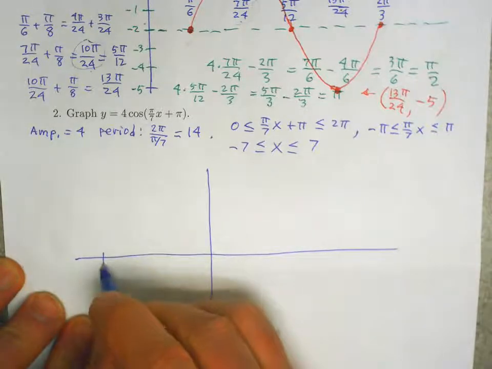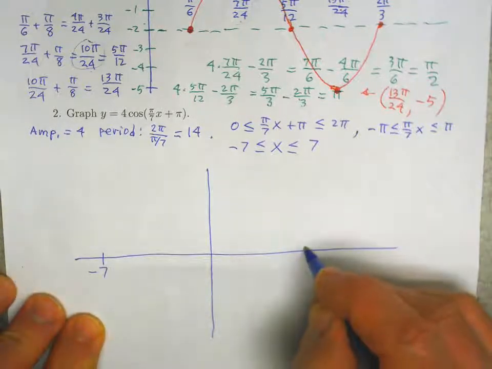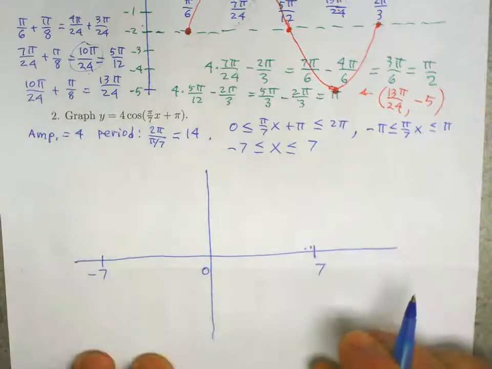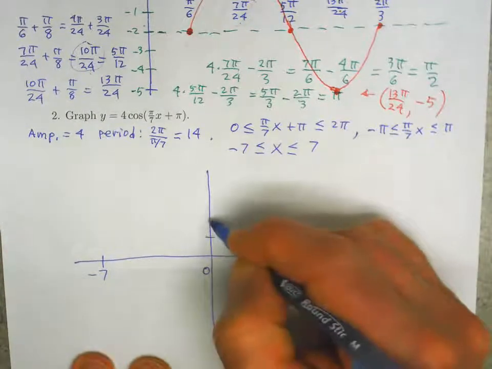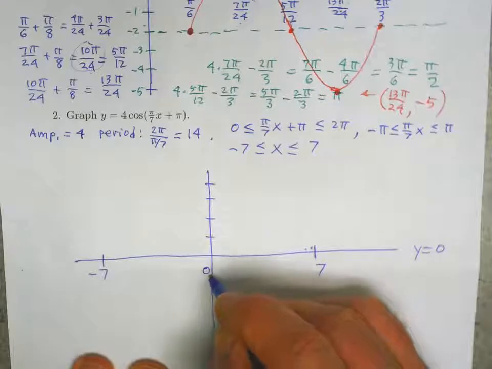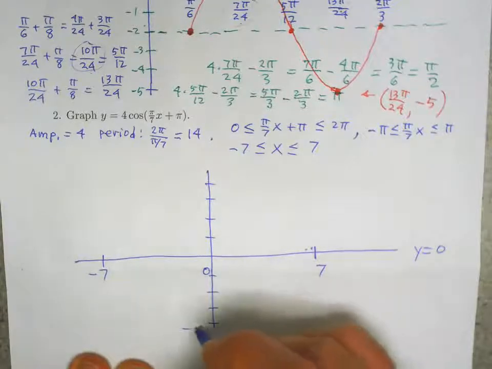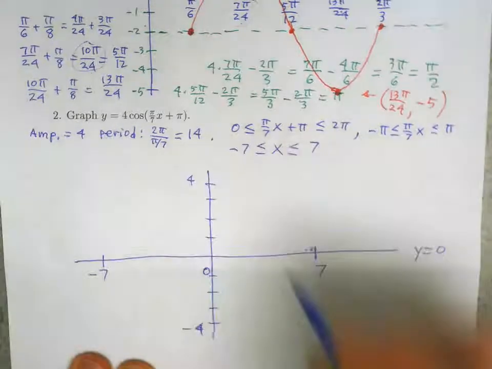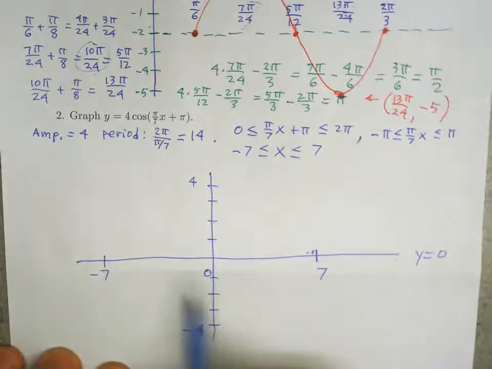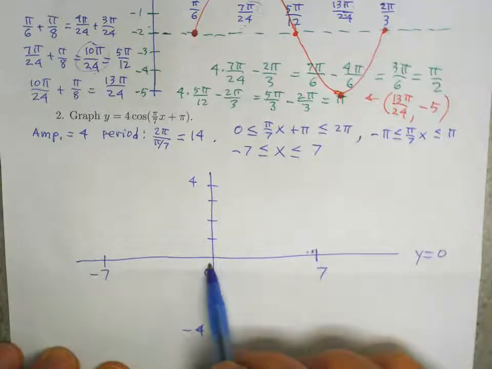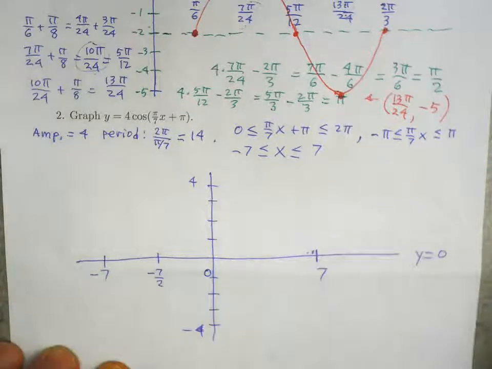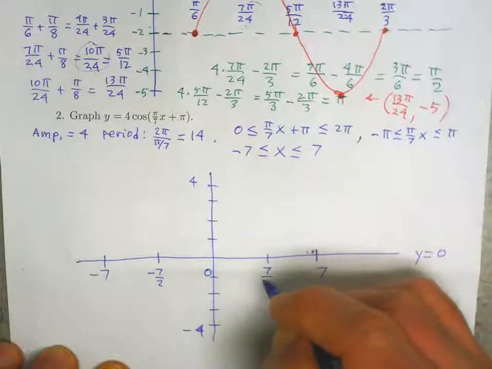So let's suppose this is negative 7, and then about right here is positive 7. The middle point is 0. The amplitude is 4, so we have 1, 2, 3, 4. The midline is just y equals 0, the x-axis. And then we go as low as negative 4 and as high as positive 4. Well, we want to divide the period into 4 equal parts. So if we have it divided in 2 equal parts, then this will be negative 7 halves, or negative 3.5, and then this will be positive 7 halves.